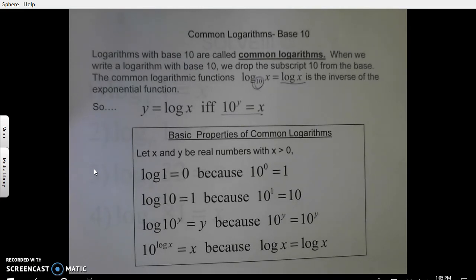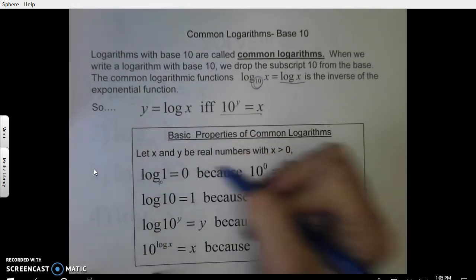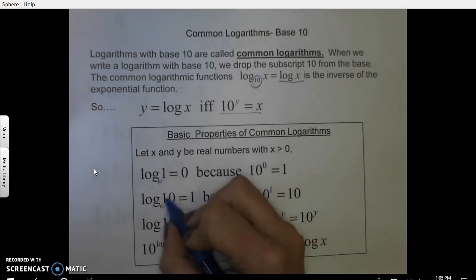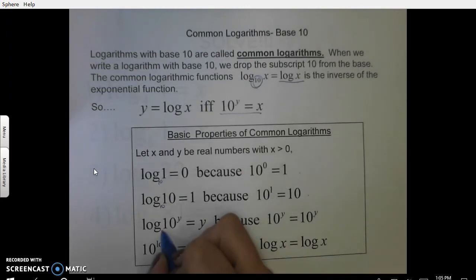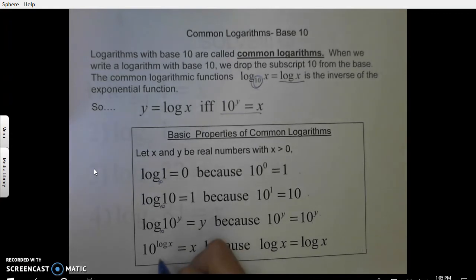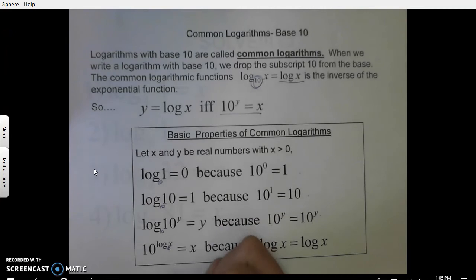Then we have properties of common logs. Log of 1, which means base 10: 10 to the 0 power is 1. Makes sense. 10 to the first power is 10. 10 to the y power is 10 to the y power. And now we have 10 to the log of x power is equal to x, because this is technically base 10 as well, which will then cancel, and we'll be left with log of x and log of x.